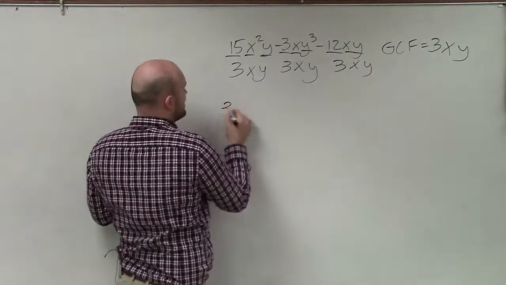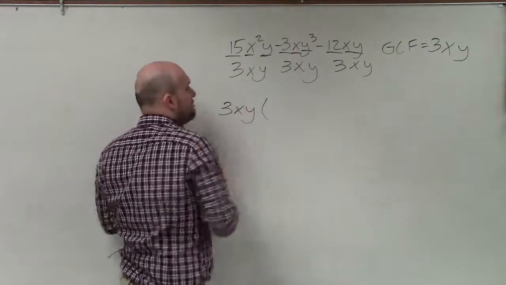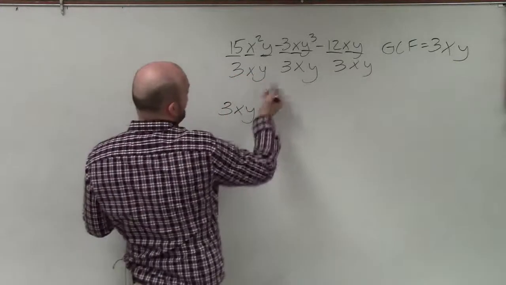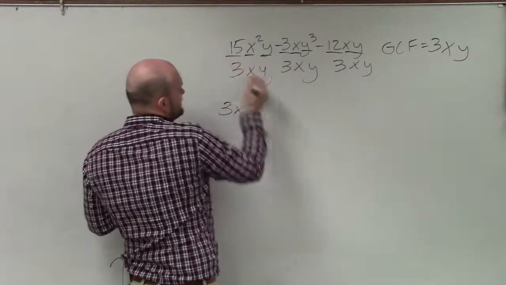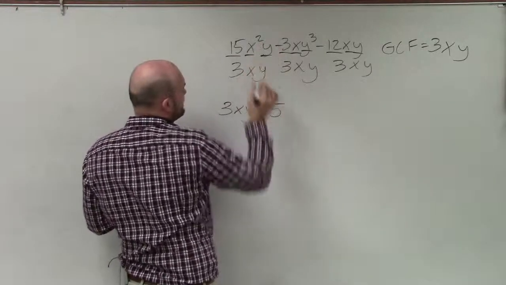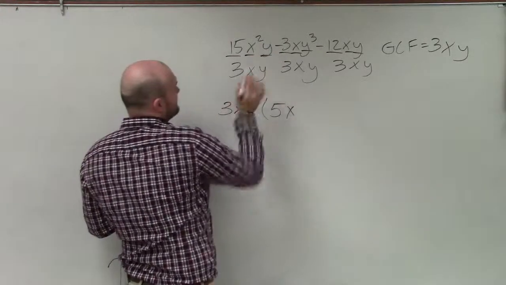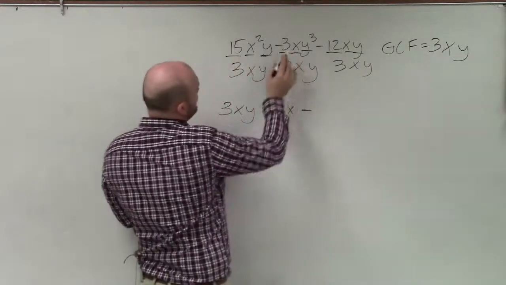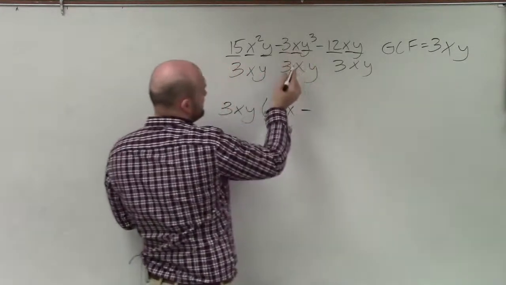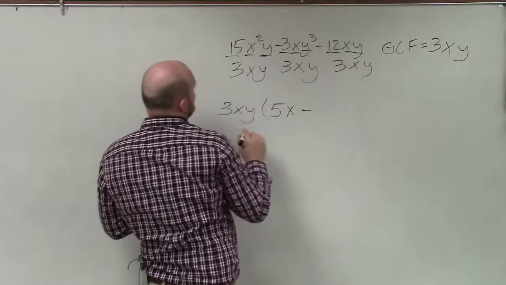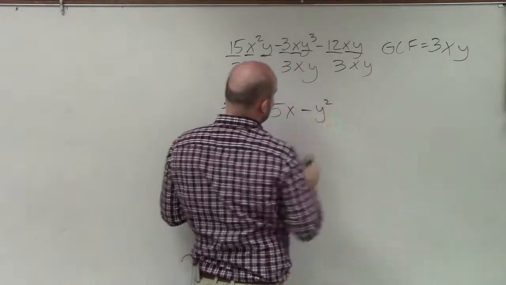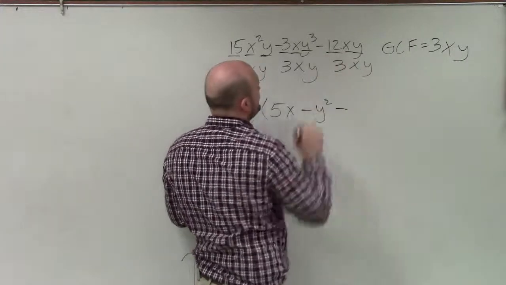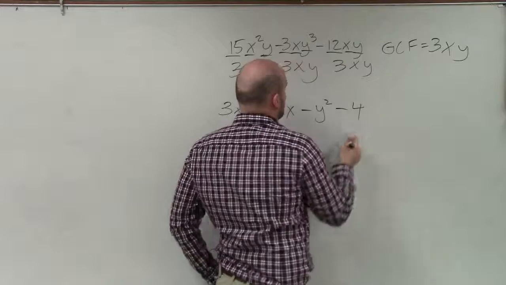Okay? So when I factor out my GCF, basically I'm dividing, and I'm multiplying my GCF by the quotient of what's going to be left over. So 15 divided by 3 is 5. X squared divided by x is x. Y divided by y is 1. Then I have minus 3 divided by 3, which is 1. X divided by x is x. Y squared divided by y is y. Then lastly, I have minus 12 divided by 3, which is 4.